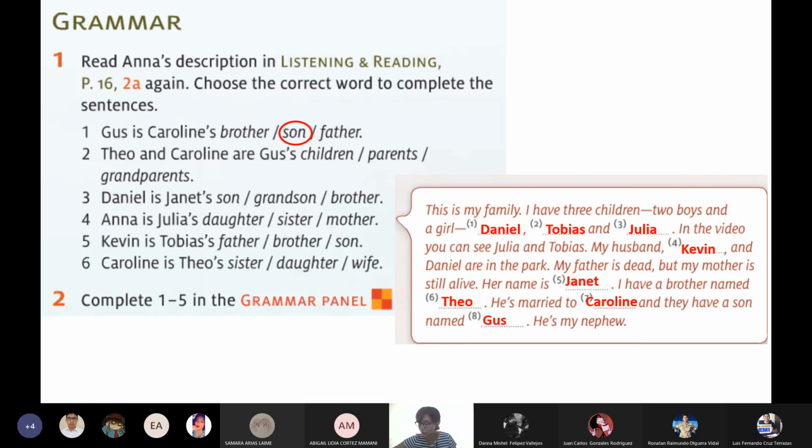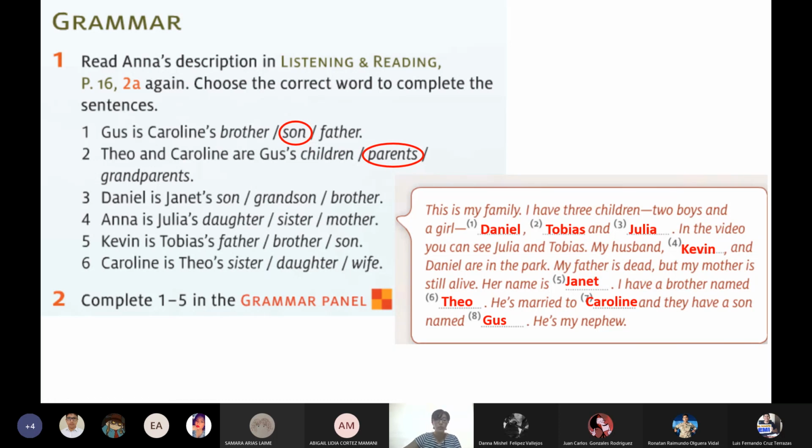What about number 2? Let's listen to Juan Carlos. Number 2, yes. Theo and Caroline are parents, grandparents, or parents? Grandparents. Yeah, you think they are grandparents because here you have Theo is married to Caroline, right? And they have a son named Gus. So Gus is the son of Theo and Caroline. He's the son. He's not the grandson. So you think it's parents or grandparents? Parents. Parents, yep. Theo and Caroline are Gus' parents. That's correct. Thank you so much, Juan Carlos.